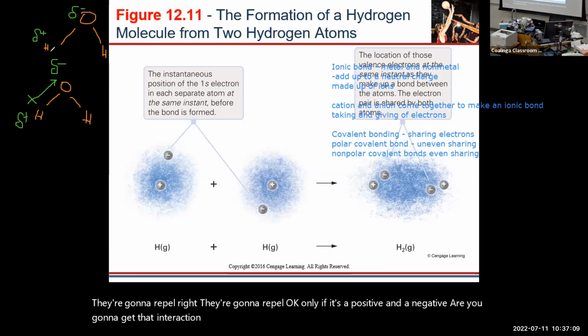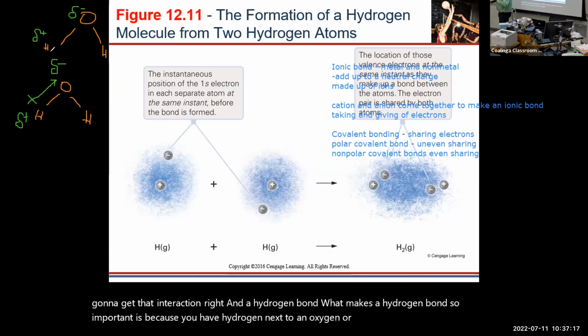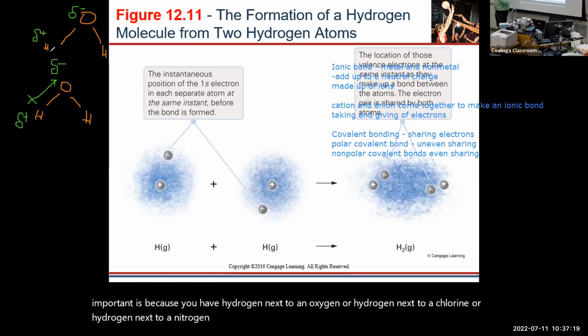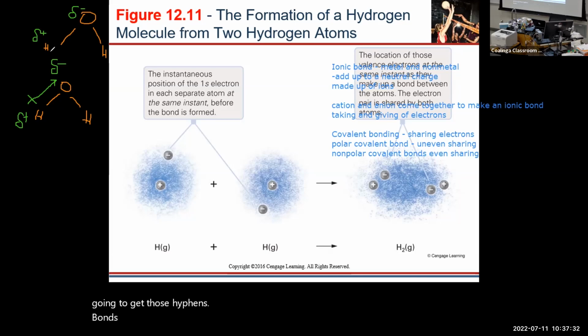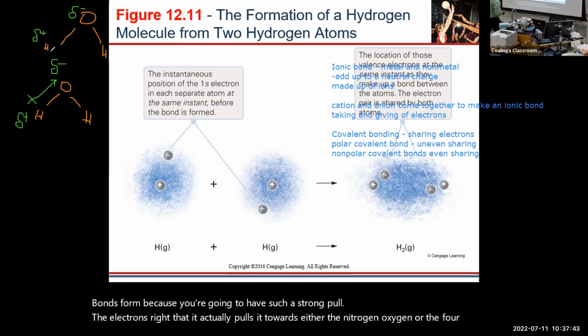And what makes a hydrogen bond so important is because you have hydrogen next to an oxygen, or hydrogen next to a fluorine, or hydrogen next to a nitrogen. You want to write that down. Hydrogen next to an oxygen, hydrogen next to a fluorine, hydrogen next to a nitrogen. That's the only time that you're going to get those hydrogen bonds formed, because you're going to have such a strong pull on the electron that it actually pulls it towards either the nitrogen, the oxygen, or the fluorine.